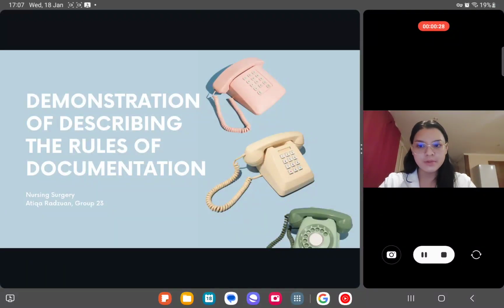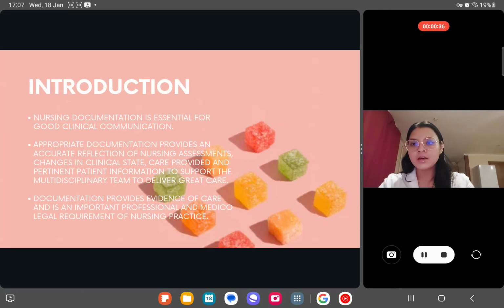My topic will be about demonstration of describing the rules of documentation in nursing surgery. As an introduction, nursing documentation is essential for good clinical communication. Appropriate documentation provides an accurate reflection of nursing assessments, changes in clinical state, care provided, and pertinent patient information to support the multidisciplinary team to deliver great care. Documentation also provides evidence of care and is an important professional and medical legal requirement of nursing practice.